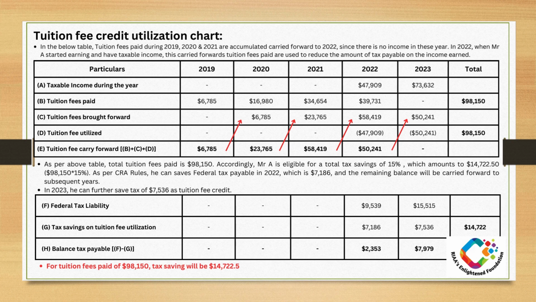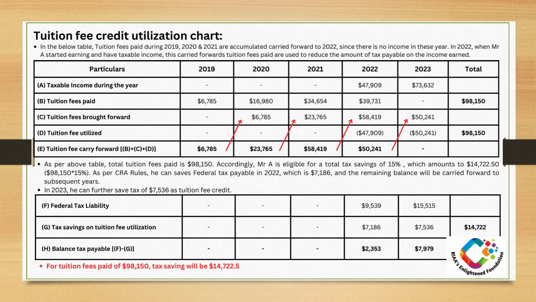Now, according to the CRA regulations in 2022, since the total income of $47,909 is less than the amount of the tuition fees available for utilization, the utilization of tuition fees will be limited to the income of 2022. Accordingly, we will utilize $47,909 in this year and thus have tax savings of $7,186, which is 15% of the tuition fees utilized. And the remainder will be carried forward in the next years.